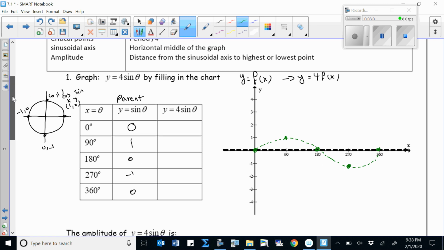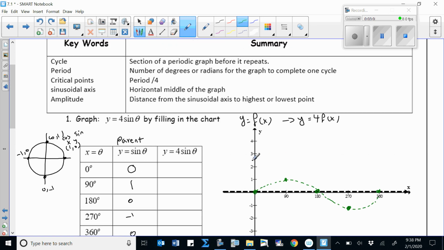Now let's talk a little bit about these keywords on our function over here. Cycle. A cycle is a section of a periodic graph before it repeats. We know that this function, sine, is going to repeat itself after this point, and also before this point it was repeating itself. So one section of this graph, before it's going to repeat itself for another time, is called a cycle. So this is one cycle of this function.